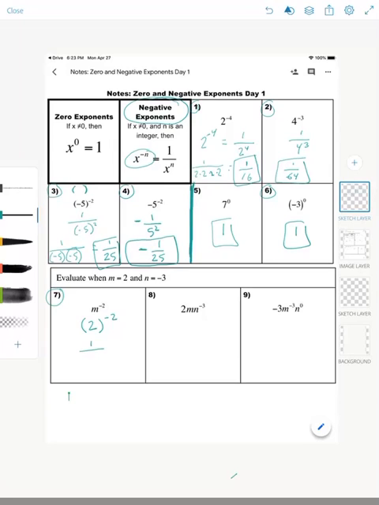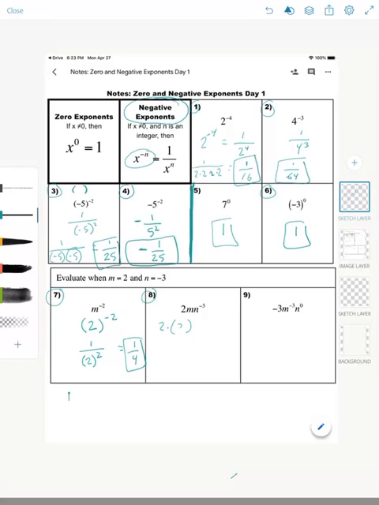2 to the negative 2 power is the same as 1 over 2 to the positive 2 power. Well, 2 times 2 is 4, so that is 1/4. Now the real reason why you use parentheses when you substitute is if you're using a negative number, and that number is going to be to a power. And I think that might happen on number 8.